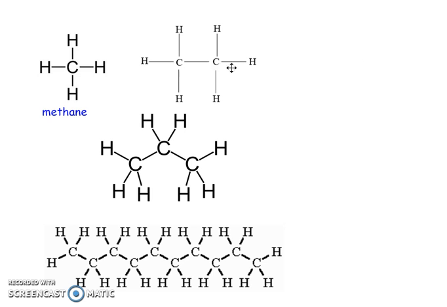1, 2 carbon atoms is eth, all single bonds, so ethane. 1, 2, 3 carbon atoms, all single bonds, propane. 1, 2, 3, 4, 5, 6, 7, 8, 9, 10 carbon atoms, all single bonds, decane. The same procedure is going to be used for alkenes and alkynes, except alkenes will end in -ene and alkynes will end in -yne.